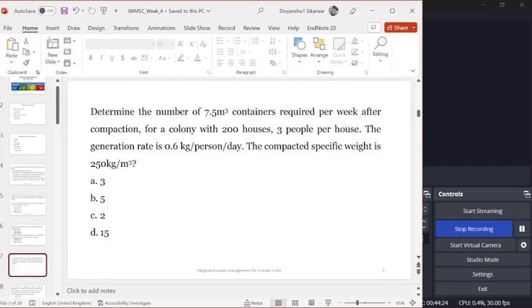Next question is to determine the number of 7.5 meter cube containers required per week after compaction for a colony with 2000 houses, 3 people per house. Generation rate is given and the compactor specific weight is 20. So this is a similar type of question as we did previously. Just give it a try. Take 4-5 minutes, try to attempt the question, then we will do it together.